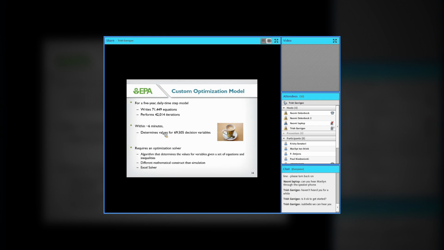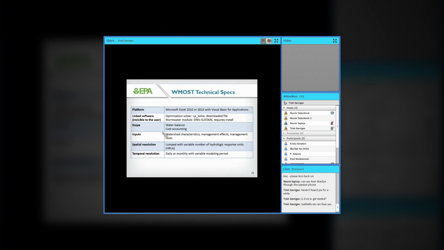It's compatible with Excel 2010 and 2013. It uses Visual Basic applications in the background to help you set up input tables and pull in data that we supply for you. And as I said, it's linked with other software that's invisible to you. One is LP Solve, which was included with your CD. And then the other is the Stormwater module, which is EPA's SUSTAIN model. So WMOST links with it, runs it for you, and pulls data back into the model. And we'll also demonstrate that. That's not installed on your computer, so that's the one part of the demonstration you won't be able to do, but you'll see it on my computer.